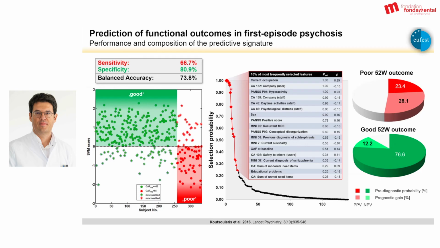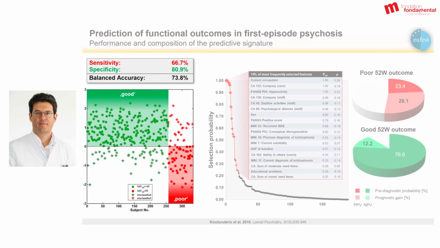If you add this as a prognostic test to this baseline prevalence, you can increase the certainty to over 50%, and further also increase the certainty of the good outcome. And we call this the prognostic gain, the prognostic certainty that you gain through the application of the algorithm in this given population. And this is considerable. It's about 40% gain of prognostic certainty.